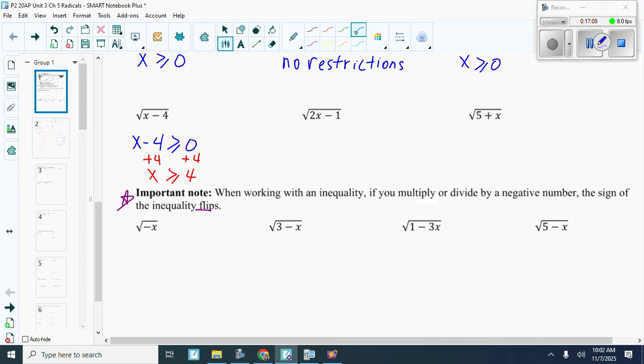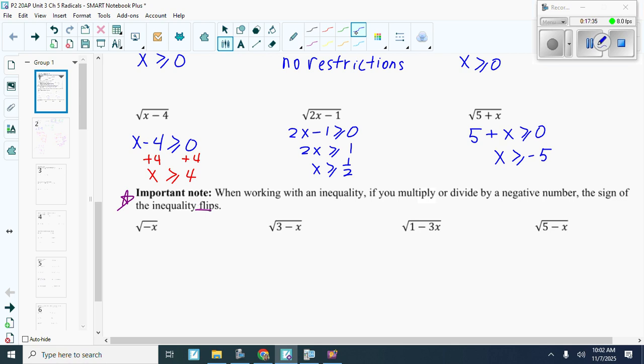Let's just do these ones. 2x minus 1 greater than or equal to 0. 2x greater than or equal to 1. x greater than or equal to 1/2. Okay, 5 plus x: we can subtract 5 from both sides. x has to be greater than or equal to negative 5.